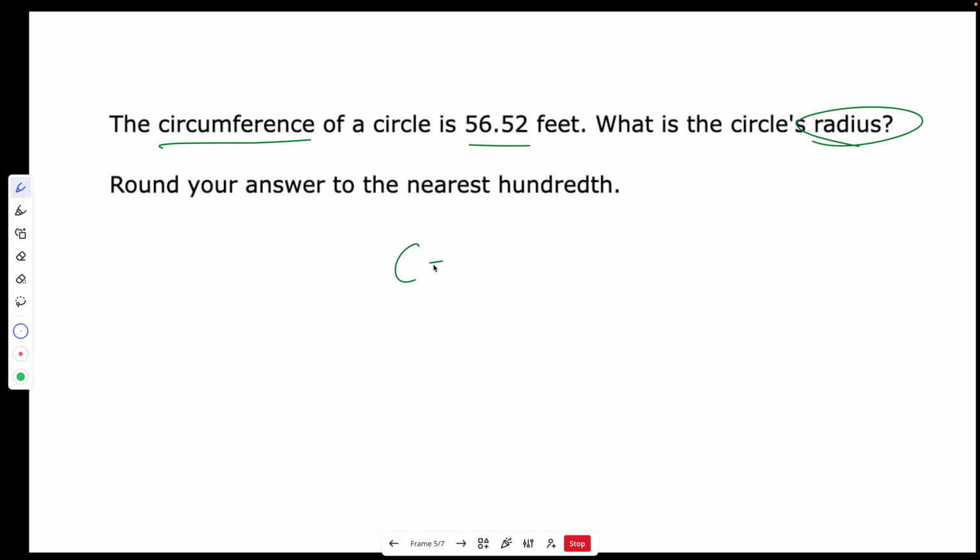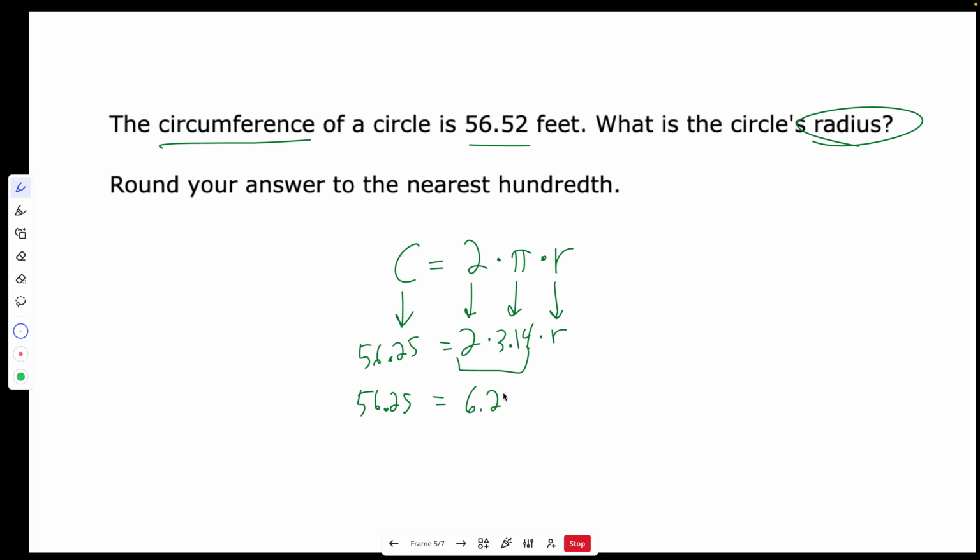So let's go back to our formula. C is equal to 2 times pi times the radius. We know the circumference is 56.25, which is equal to 2 times, and we know what pi is. Pi is 3.14. We do not know what the radius is, so we'll just leave it as radius. Now from here, let's go ahead and multiply 2 times 3.14, which is 6.28. And now we're solving an equation. We should know how to solve it from here.